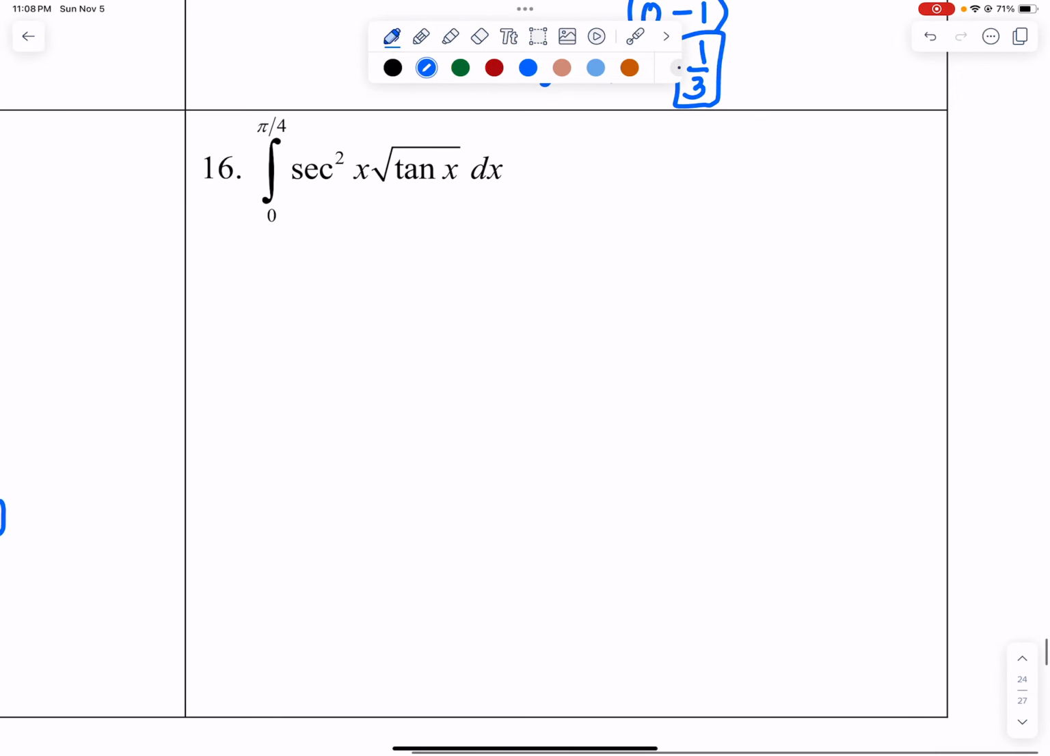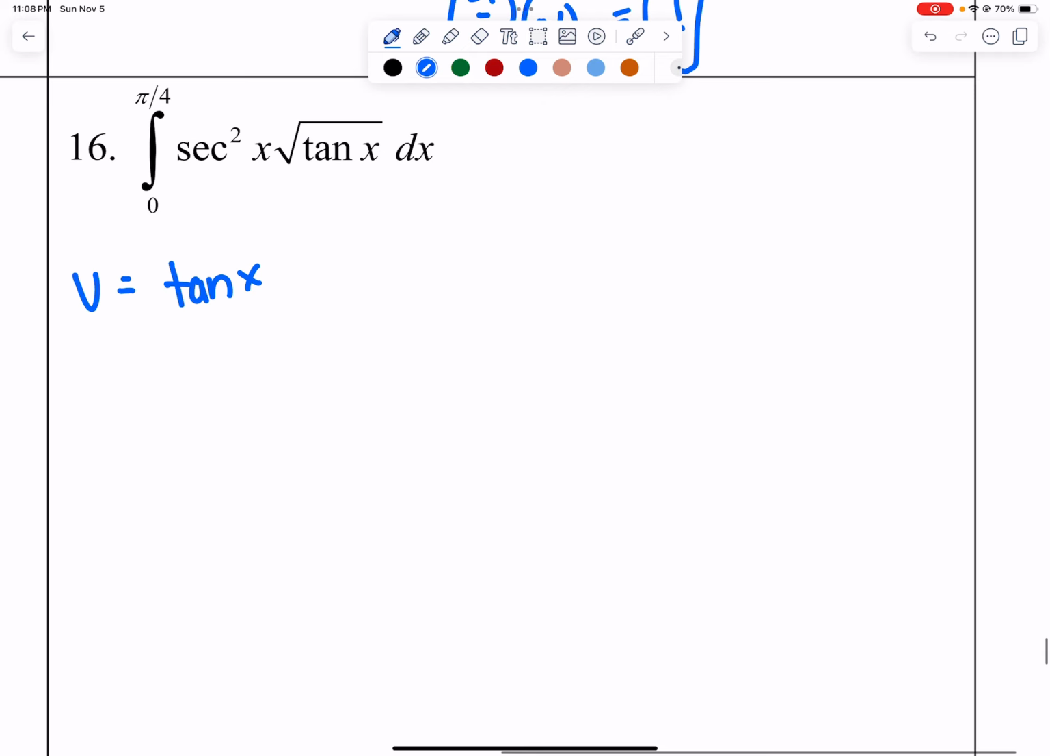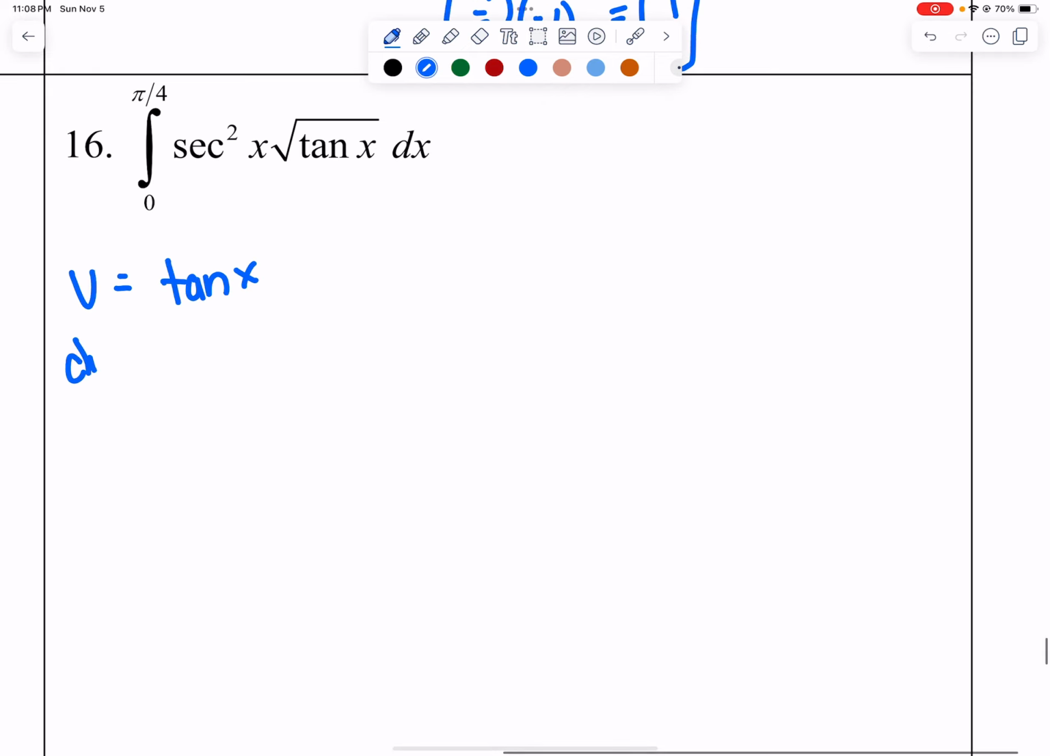16, last one that I'm going to do. I have the integral of 0 to pi over 4 of secant square of x times the square root of tangent x dx. Because you have a square root, probably leave that as my u. And your du is going to be secant square of x dx, which is perfect because then this will cancel out, which I'm not going to do.